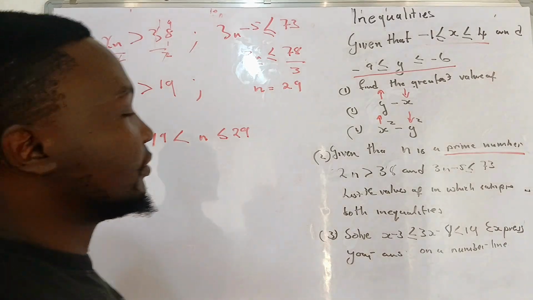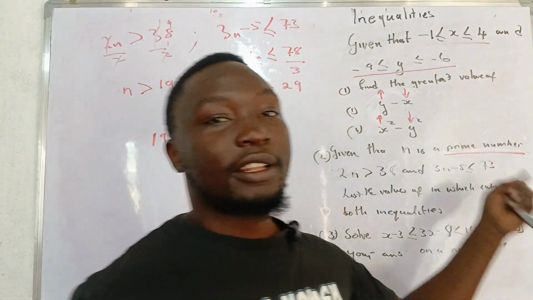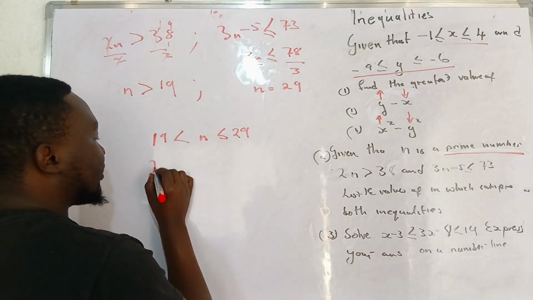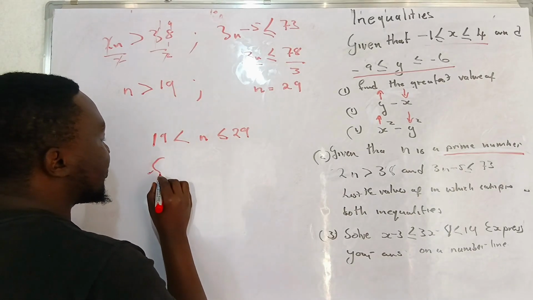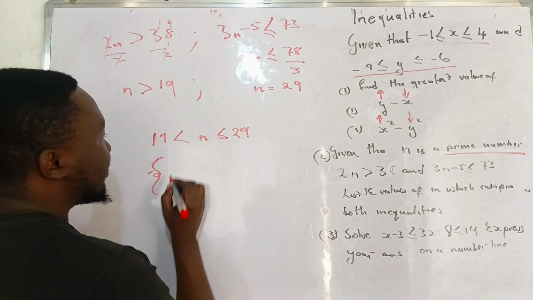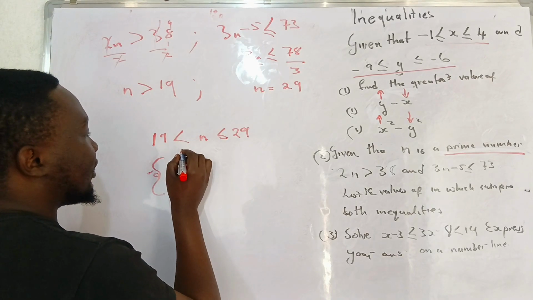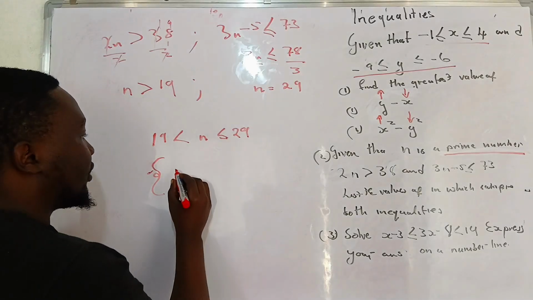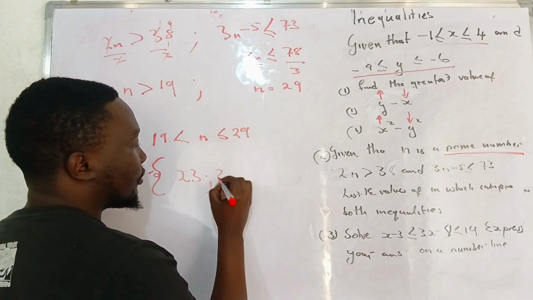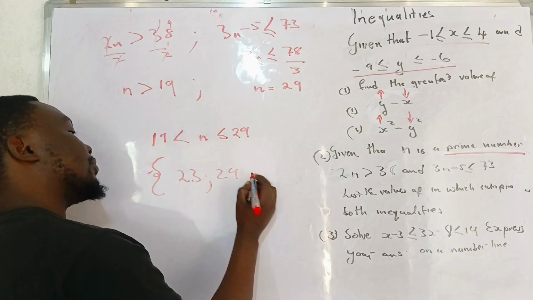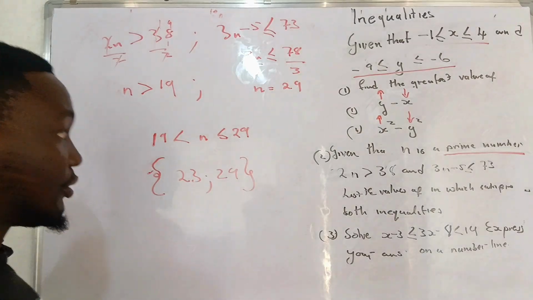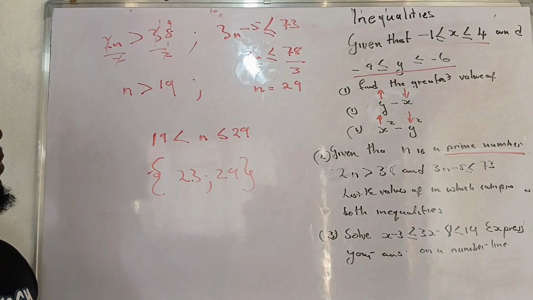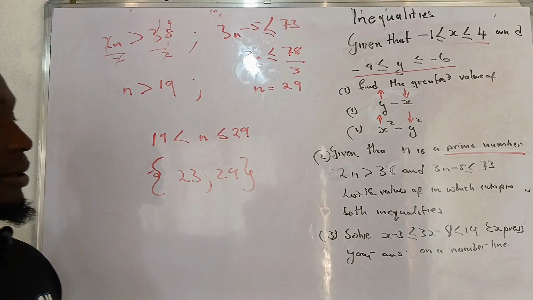But remember, we have another condition, which is prime number. So let's list the elements. Since there's a greater than sign here, 19 doesn't work. So we have 23 and 29. Since there's a less than or equal to, so 23 and 29. This is the set of numbers that satisfy the inequality. Let's move on to number 3.